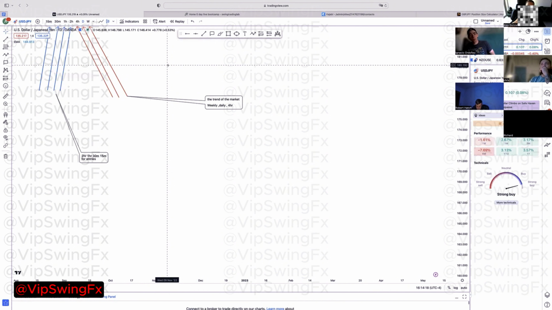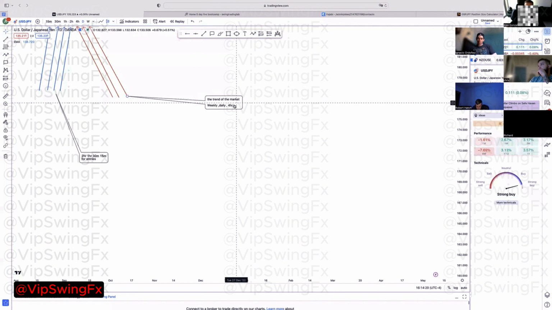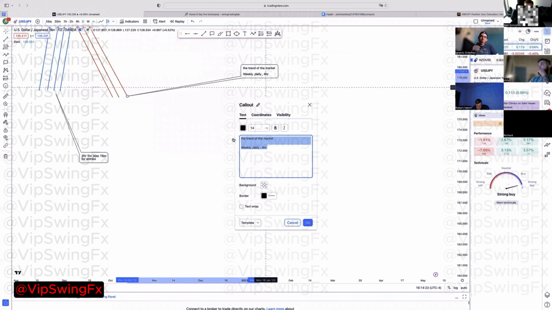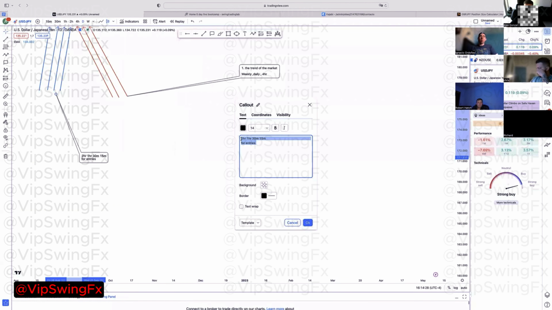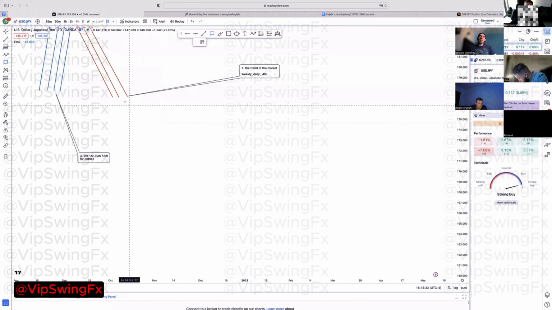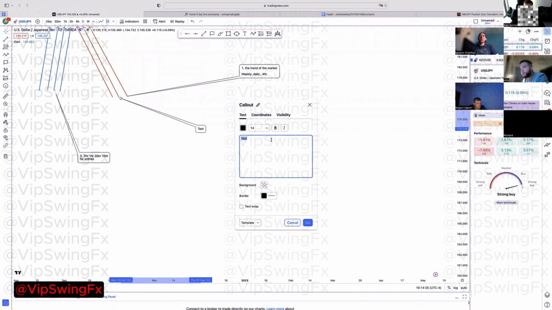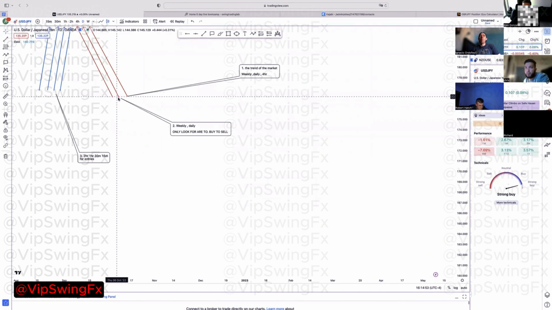So this is what I use to understand the trend of the market. This is the first thing in my strategy. This would be the third thing in my strategy. And then the second thing in my strategy is going to be area of interest. I only look for my area of interest on the weekly or daily, only looking for areas to buy or sell. This is the second part of my strategy, and I want you guys to understand what this means right here.